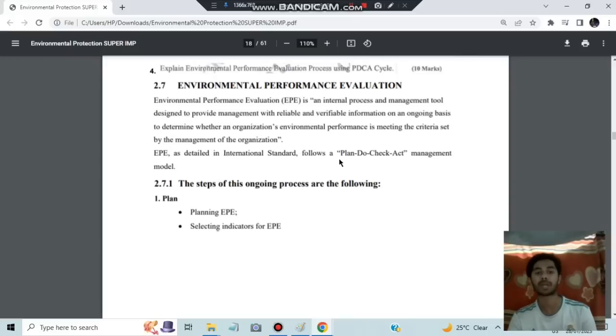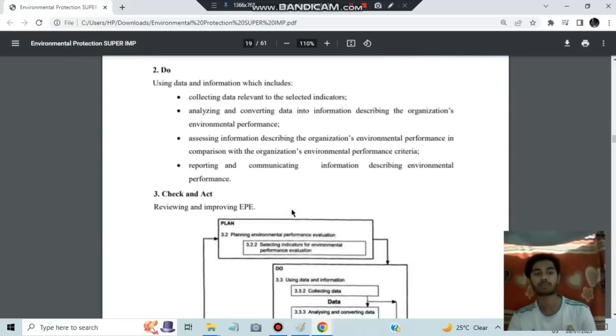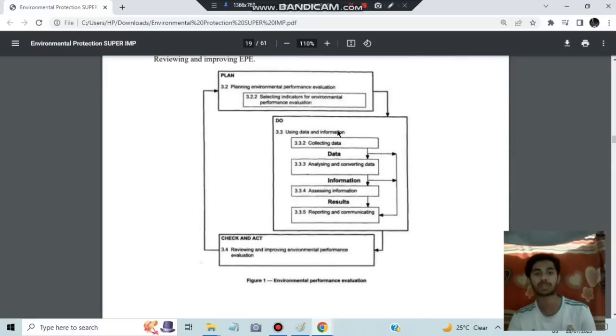And this is done by a simple PDCA cycle: plan, do, check. By the name itself you can understand: plan for something, then do things like collecting, analyzing, assessing, reporting, and then check and act. If it is up to the standards, fine, or if it is not up to the standards, do something so that it becomes up to the standards. Okay.